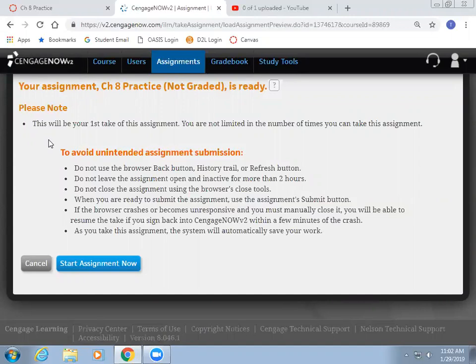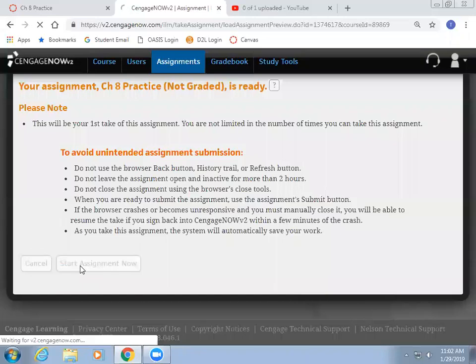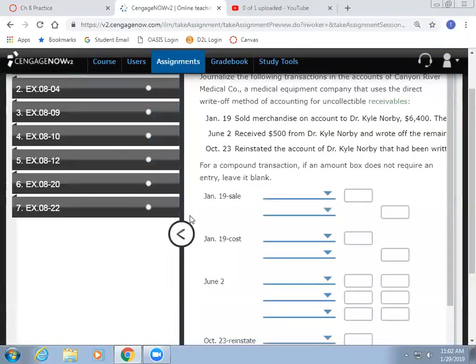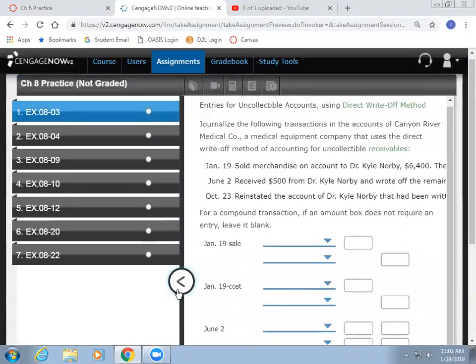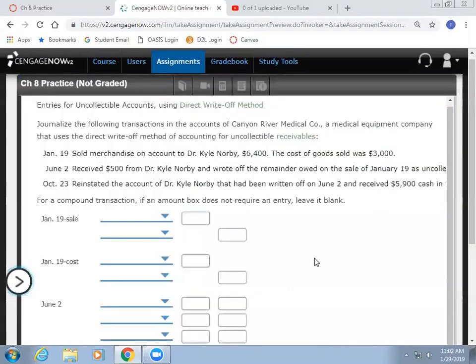And then once you're in Cengage now, you should just be able to hit start assignment now. So I just put out about seven, some of them are quick, for us to go over together. We're going to do these exercises together, that way when you're doing your homework, you'll have something to refer back to, and also to help you solidify what we talked about.